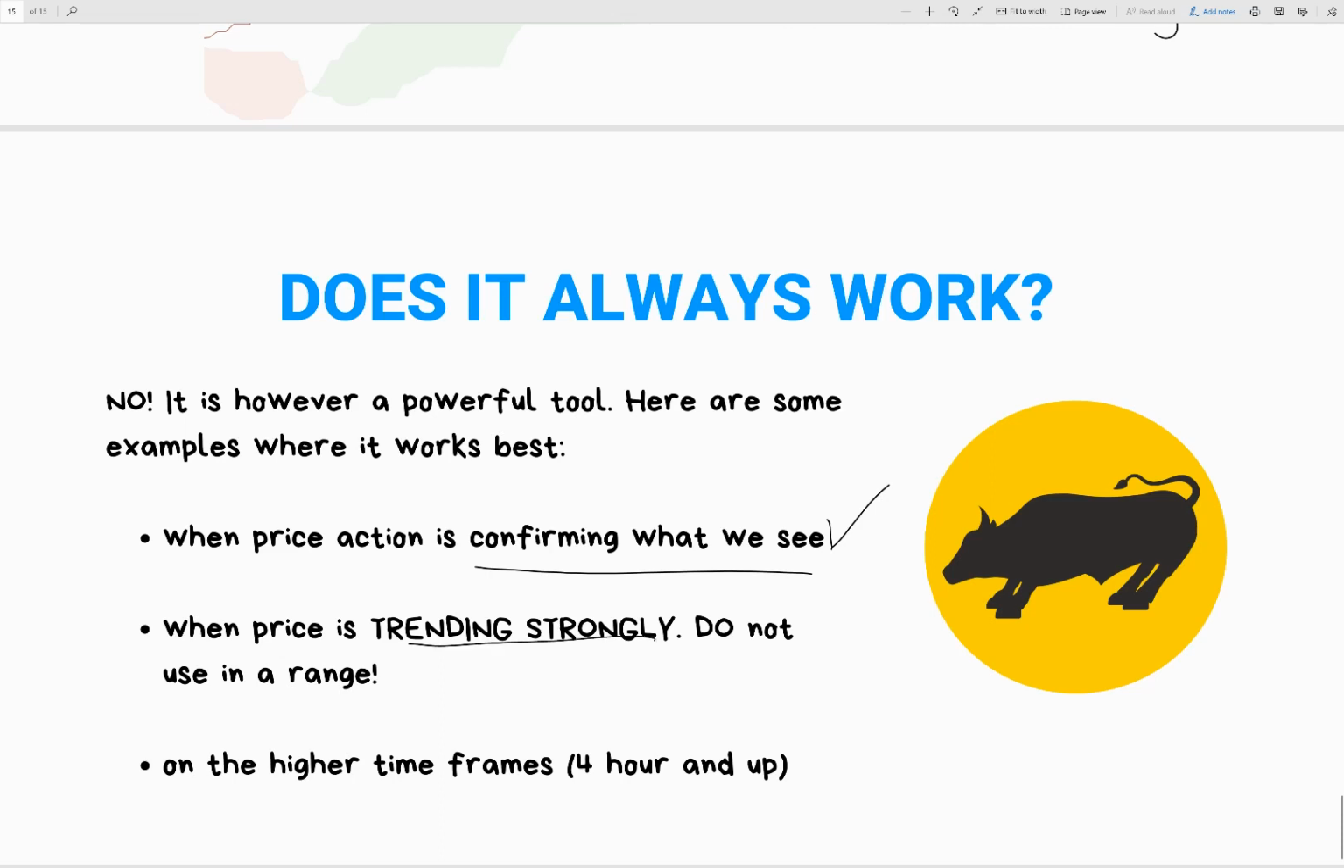When price is trending strongly, so don't try to use this in a range. Especially on pairs like USD CAD, that's another one. EUR USD can be bad for this on the 4-hour, where you have those really long periods of consolidation. Don't try to use it within those periods. It's not going to work. Wait until you're in a nice trend. And use it on the higher time frames, so 4-hour and up. I wouldn't use it on the 15-minute personally, or anything lower than that. To each their own. If you want to try it, you certainly can. Just make sure you back test it.